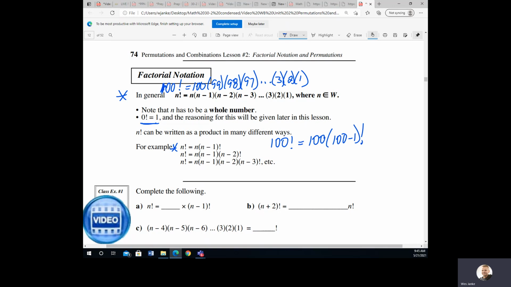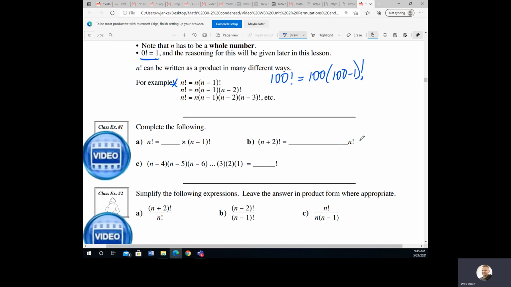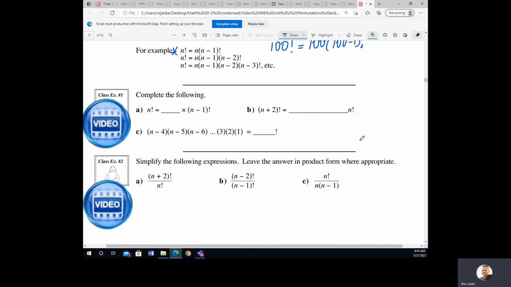Let's look at example number 1. So n factorial is the same as what times n minus 1? Well, the number that's before n minus 1 is just the n. Let's look at B. Now we have n minus 2 factorial.